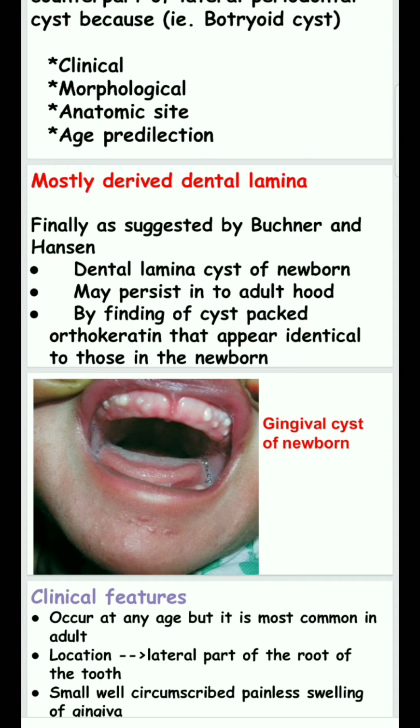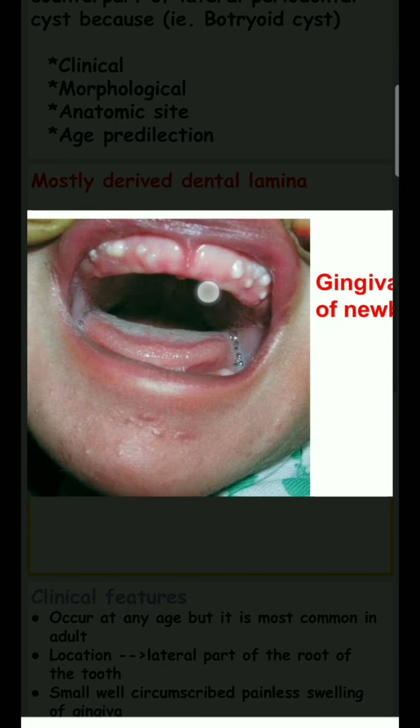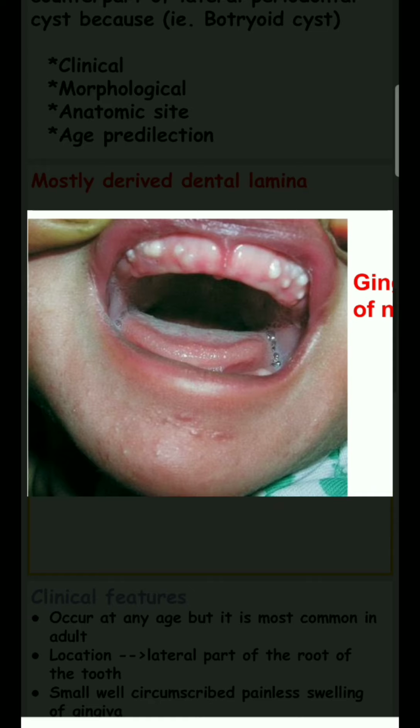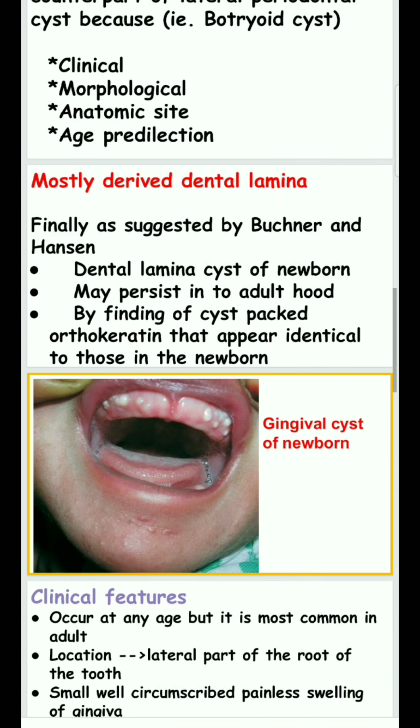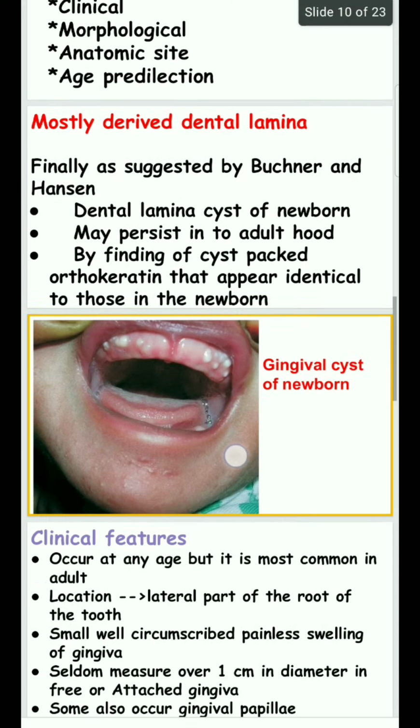What is dental lamina cyst of the newborn? It is a cyst present in the infant's gingiva, the infant's alveolar ridge. It will rupture and later disappear, but sometimes it does not rupture and leads to the formation of this kind of gingival cyst of adult. At the same time, histologically, the cyst is filled with orthokeratin material like the gingival cyst of the newborn.